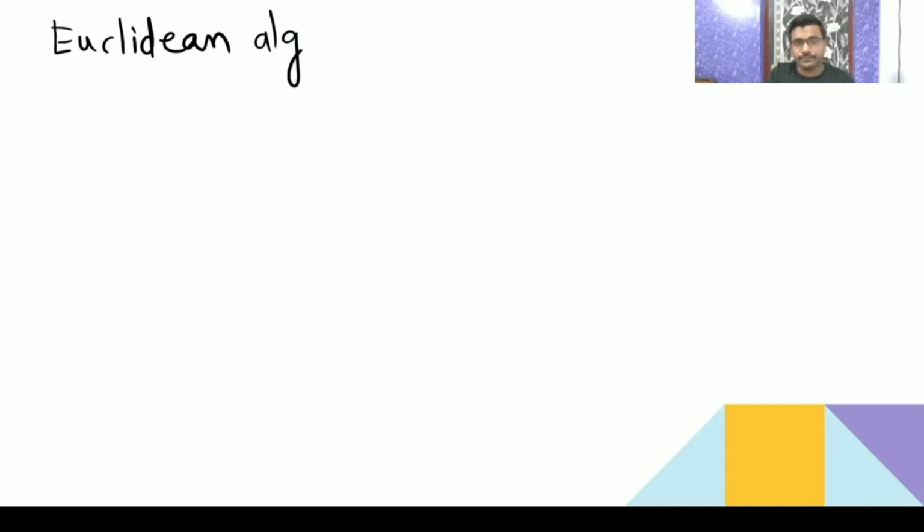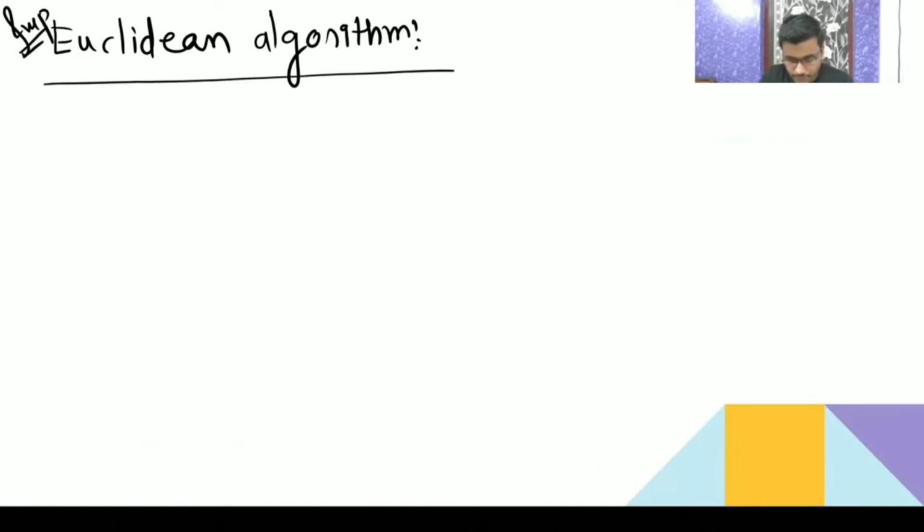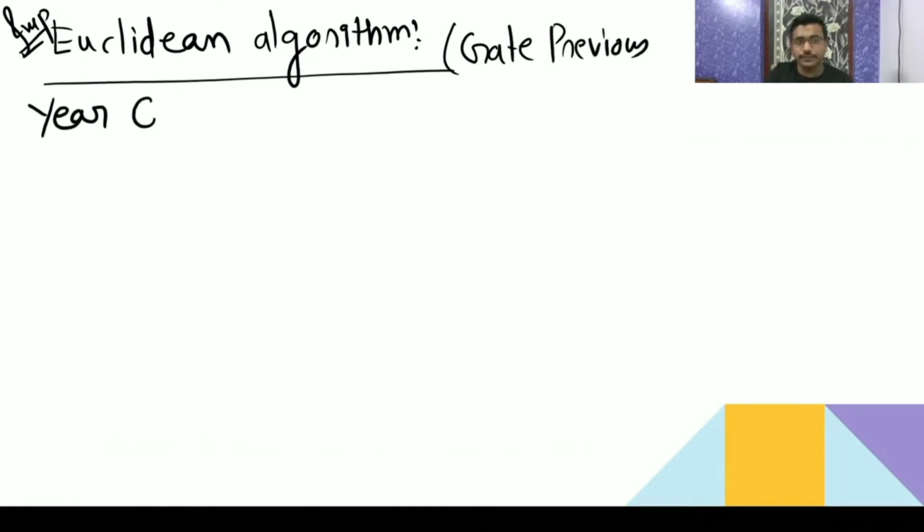Now see, the Euclidean algorithm that we are going to see is very important and it is asked in your GATE. This algorithm is your GATE previous year question.